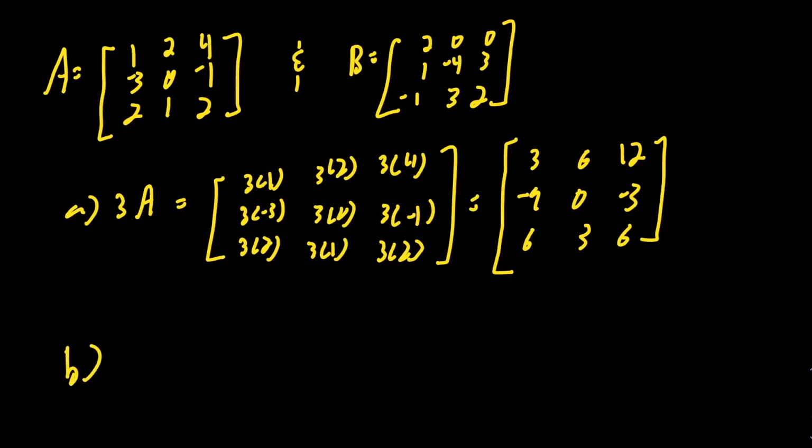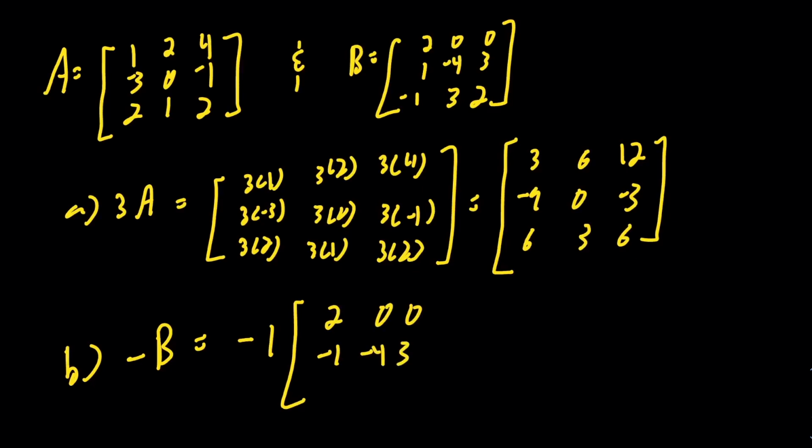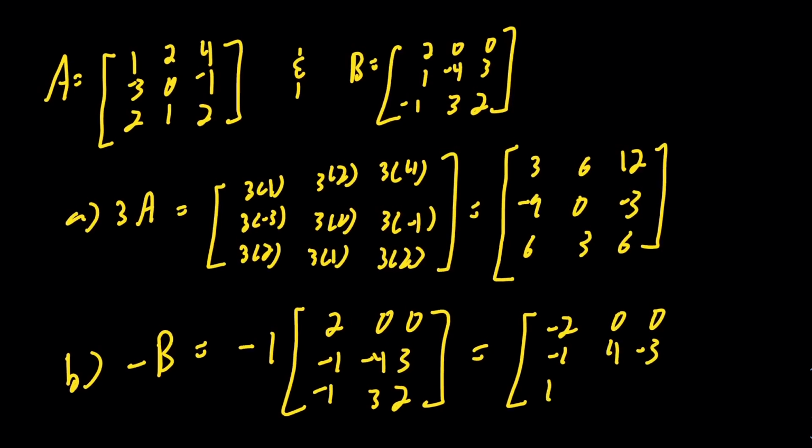And B, what if we were to have matrix B become negative? Well, that's equivalent to -1 times our given matrix B, which is 2, 0, 0, -1, -4, 3, -1, 3, and 2. As a result, every integer within matrix B simply becomes its negative opposite. So far, so good.